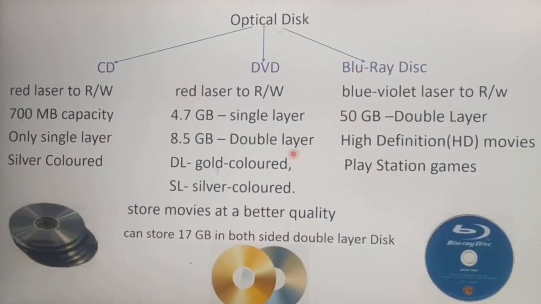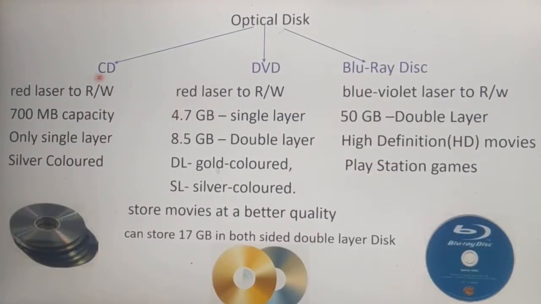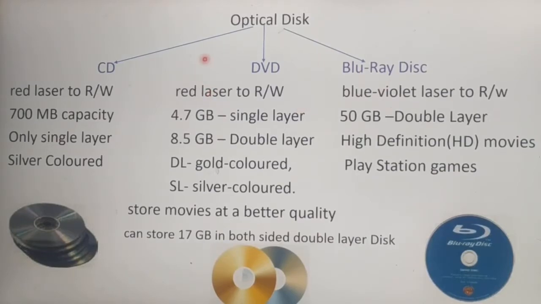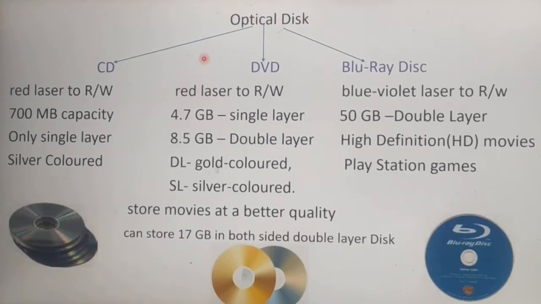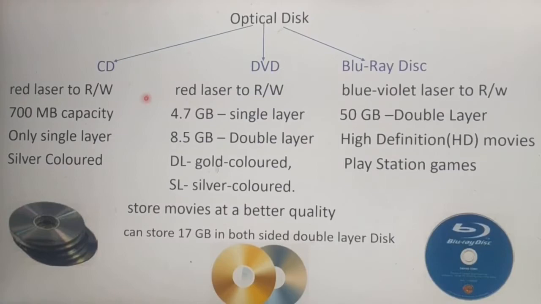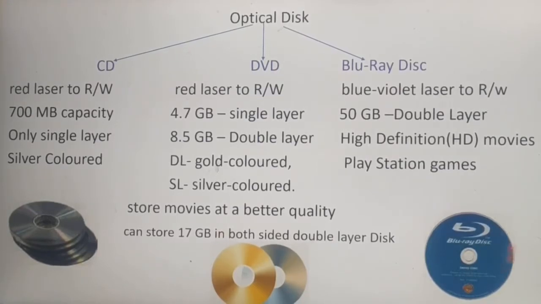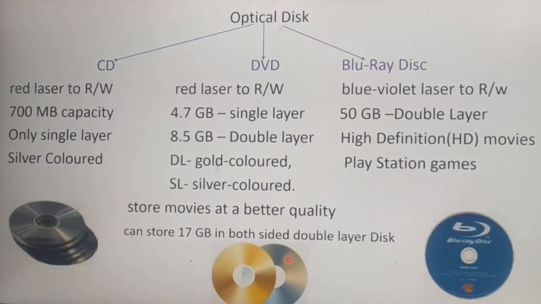Here we can see the difference between three different types of optical storage devices. Why is it called an optical storage device? Optics means light. By using laser light, here we can read and write the information on disk. So it is called optical storage devices.